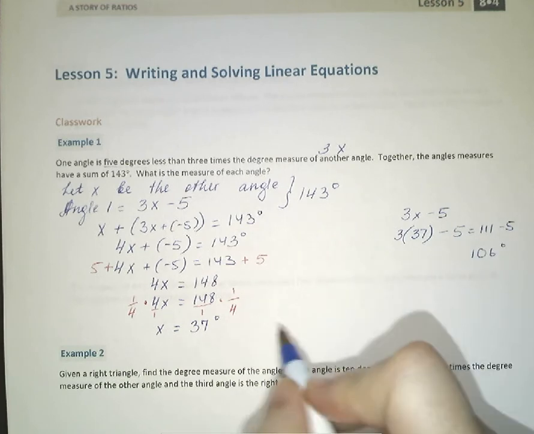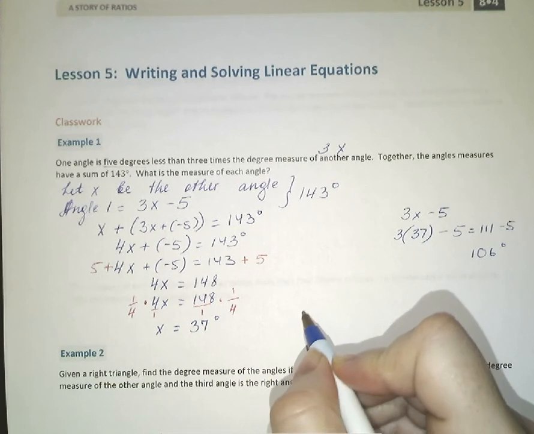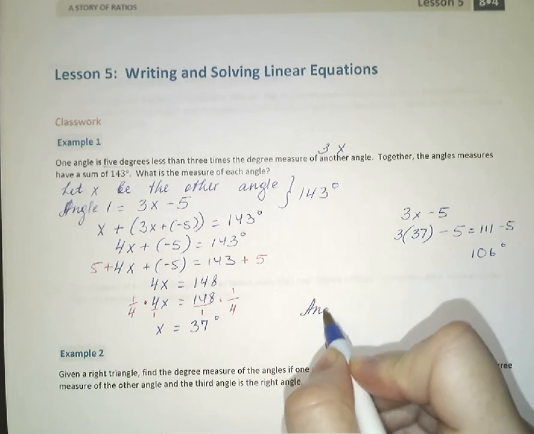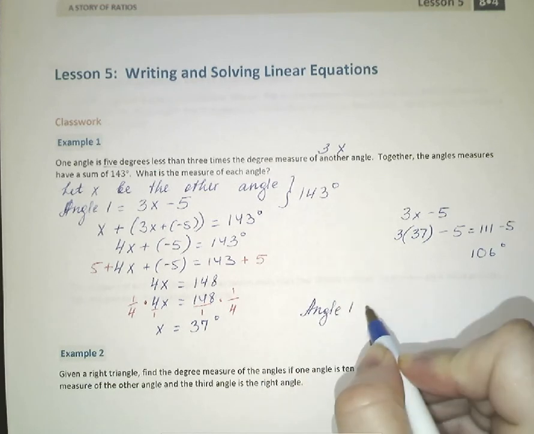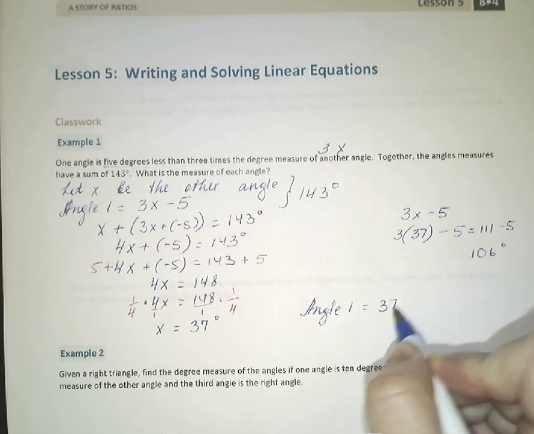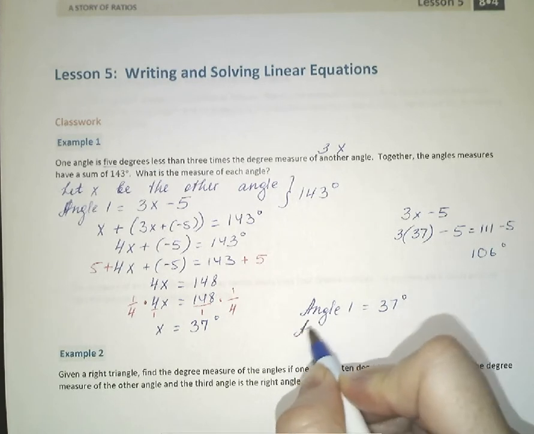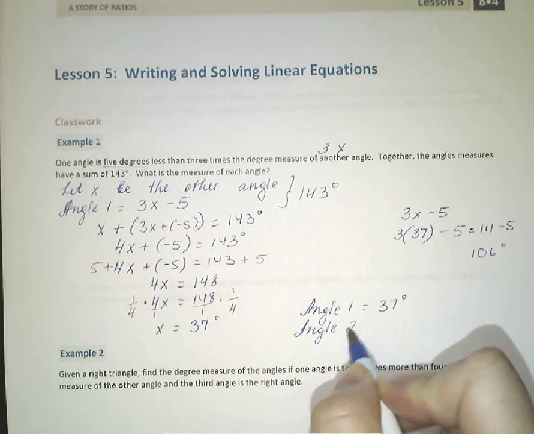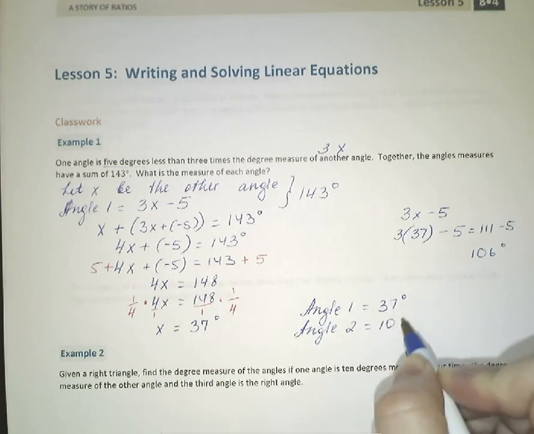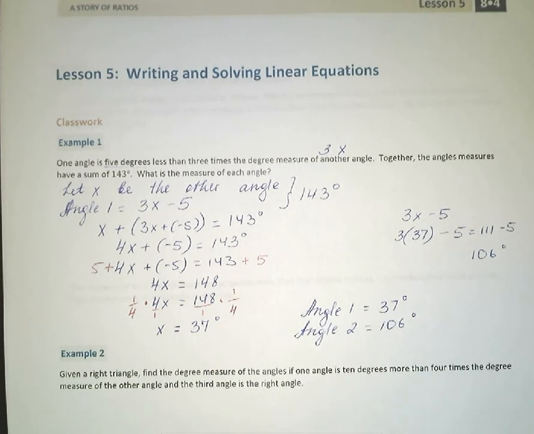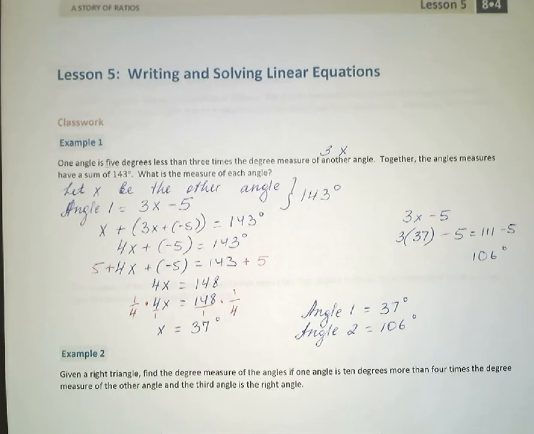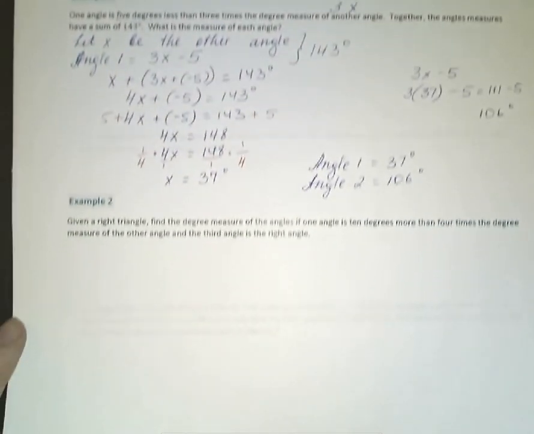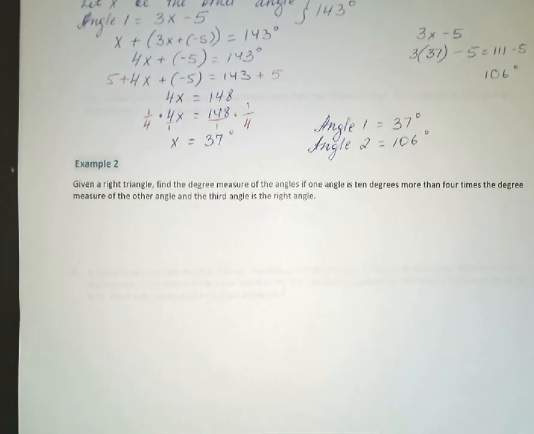Okay, so in our answer, we are going to write angle 1 equals 37 degrees. Angle 2 equals 106 degrees. How do I check that? If I add these two angles together, they will equal 143 degrees. Example 2.